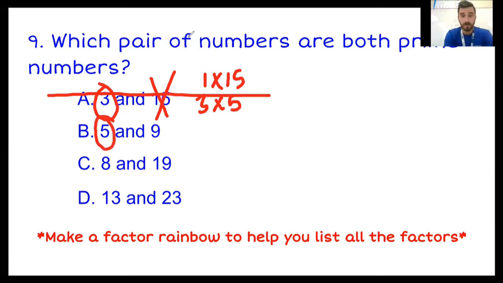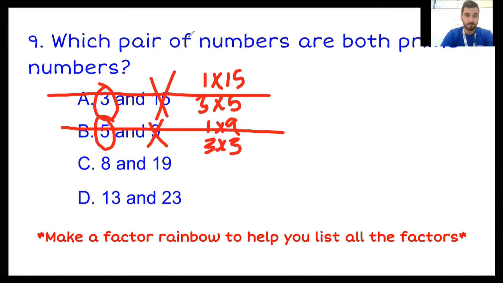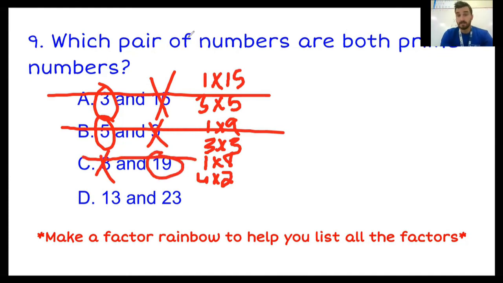B, I know 5 is prime. 5 times 1. But for 9, I can do 1 times 9. I can also do 3 times 3. That means 9 is composite. That can't be my answer. Now for C, 8, I got 1 times 8 and 4 times 2. So right out of the gate, I know that can't be my answer because that's a composite number, even though 19 is prime. That just leaves you with D. You should feel pretty confident that that's the answer.